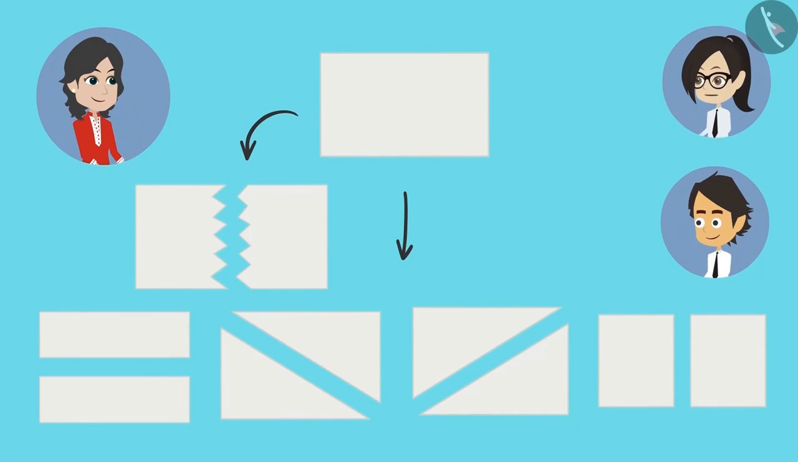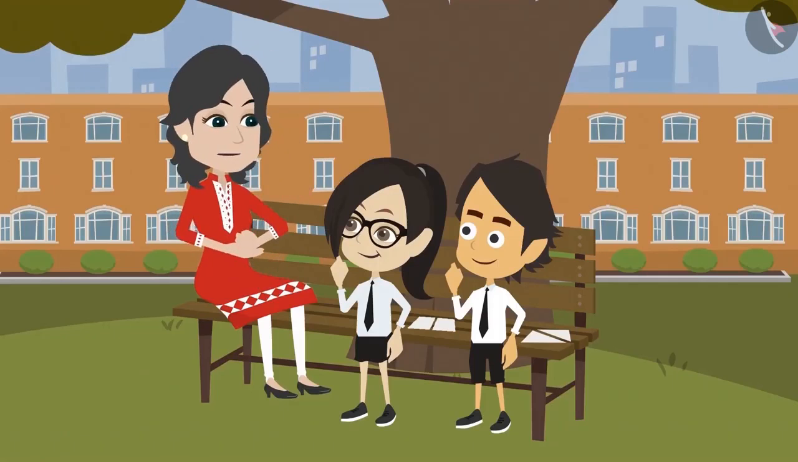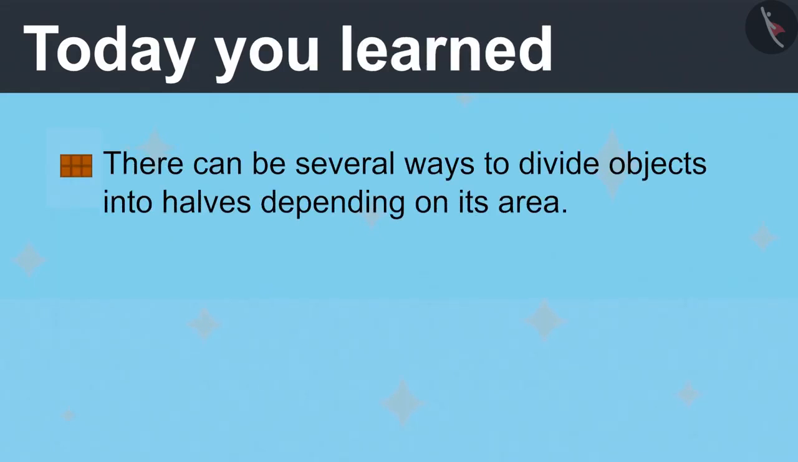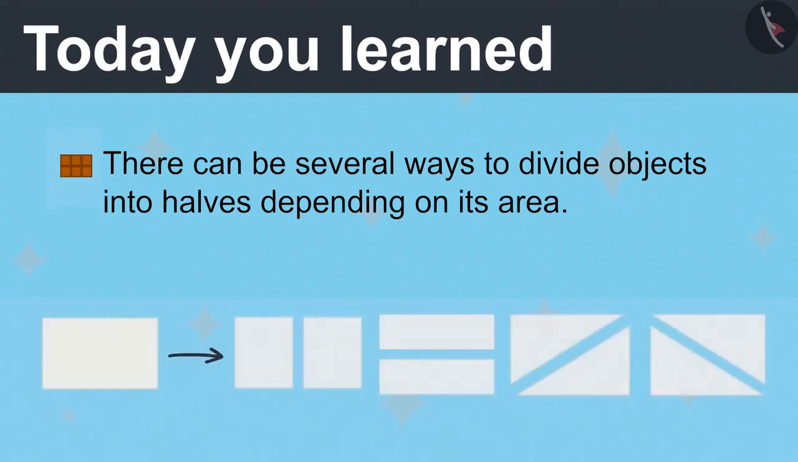I have understood. This means the paper is measured based on its area. So we can divide it into half in any way. We just have to take care that the 2 parts are of the same area. Absolutely right, Vandana. Today you learned there can be several ways to divide objects into halves depending on its area. Like Vandana and Ayushman divided the paper into 2 halves in different ways.